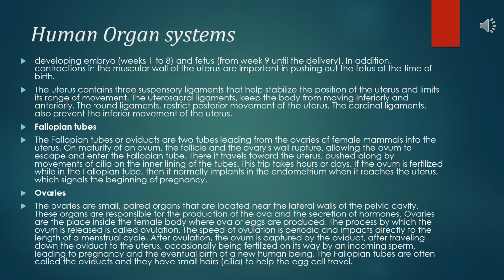If the ovum is fertilized while in the fallopian tube, then it normally implants in the endometrium when it reaches the uterus, which signals the beginning of pregnancy.